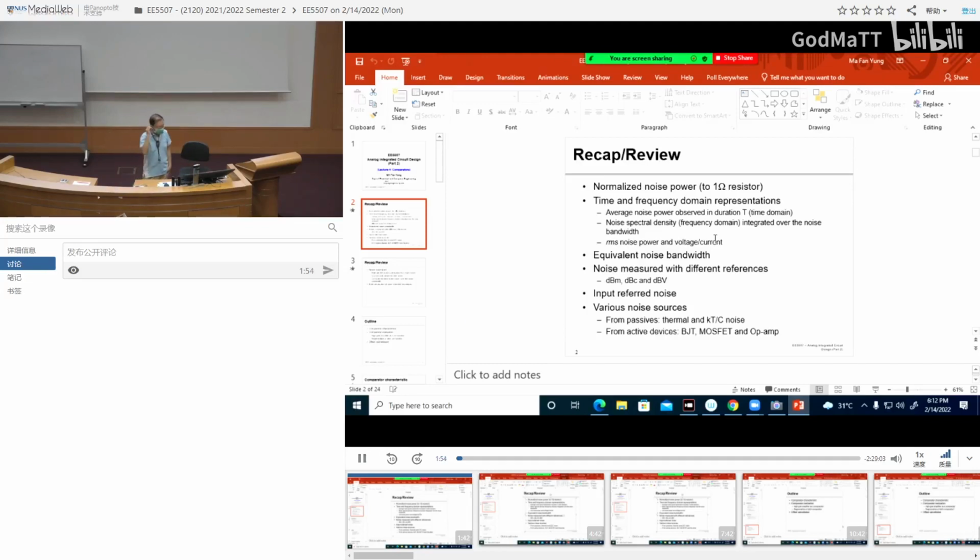So very important concept: for noise, in order to calculate noise power, you need to know what is the relevant bandwidth. If you're given any circuit and you're asked to calculate the noise power, you should, from the circuit, first of all try to know what is the bandwidth that you need to use. Every circuit has a certain bandwidth, and that bandwidth is what you use to calculate the noise power.